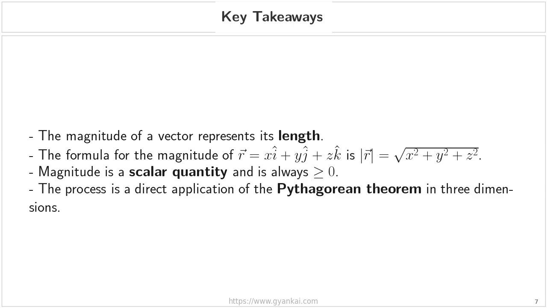Finally, don't let the three-dimensional aspect intimidate you. As we discussed earlier when looking at the conceptual side of things, this entire process is actually just a direct application of the Pythagorean theorem, extended from 2 dimensions into 3 dimensions. To wrap everything up, let's review the key takeaways from today's lesson on the magnitude of a vector. If you have mastered these points, you are well on your way to mastering vector algebra.